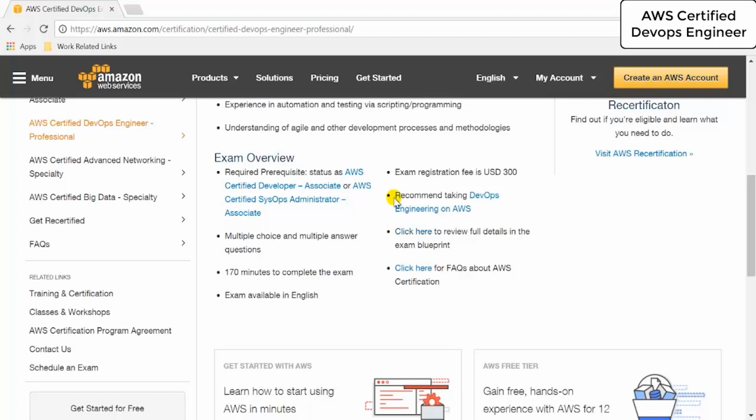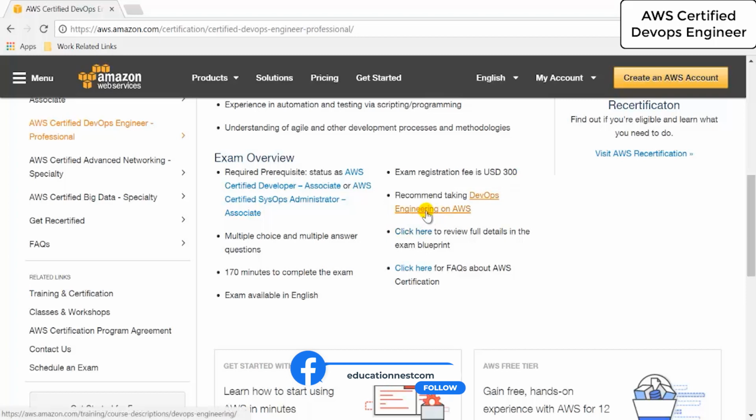So what is the exam overview going to be? As we discussed, it needs some prerequisite certifications. It will be multiple choice and multiple answer questions, 170 minutes to complete the exam, and it's available in English. The fee is going to be $300 US dollars, and it is recommended to take DevOps Engineering on AWS. Okay, we'll see that later.